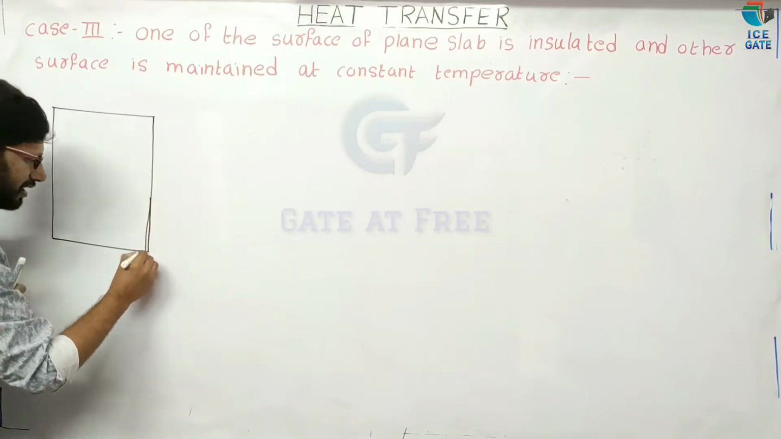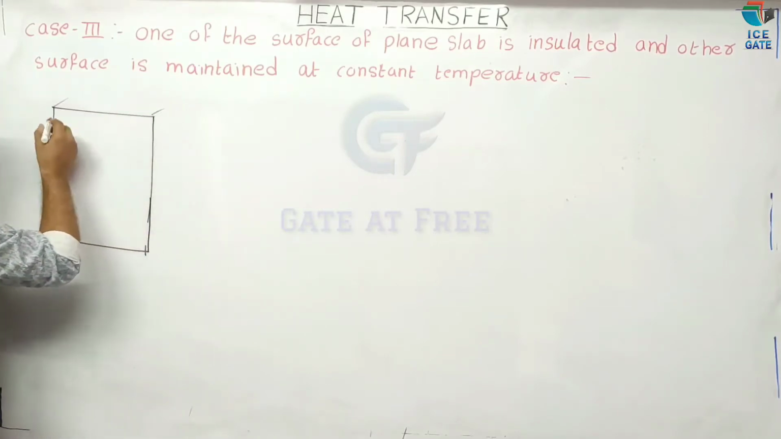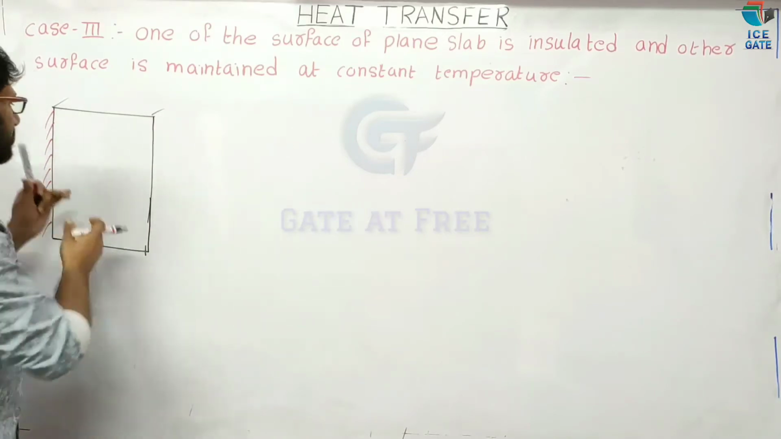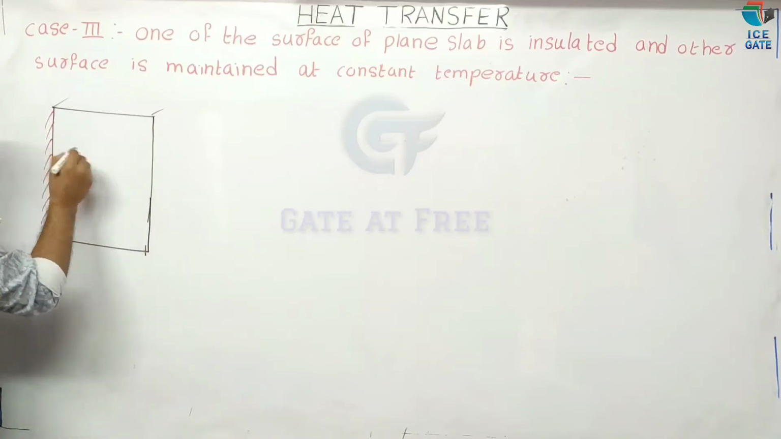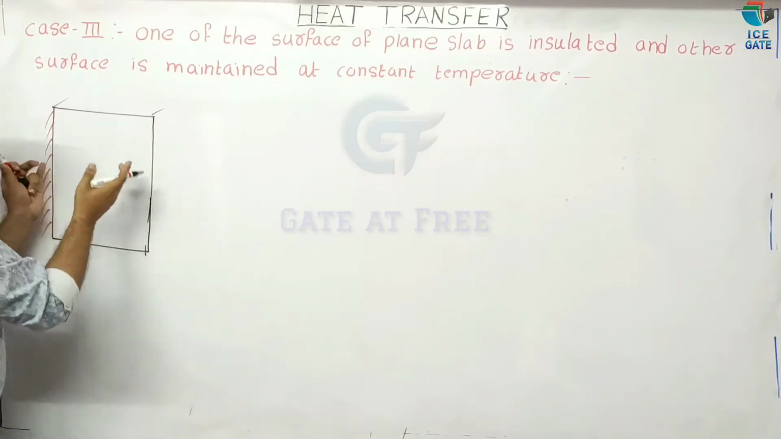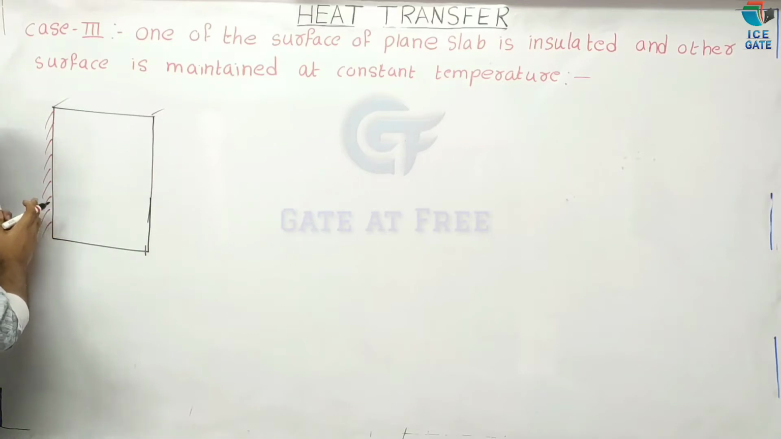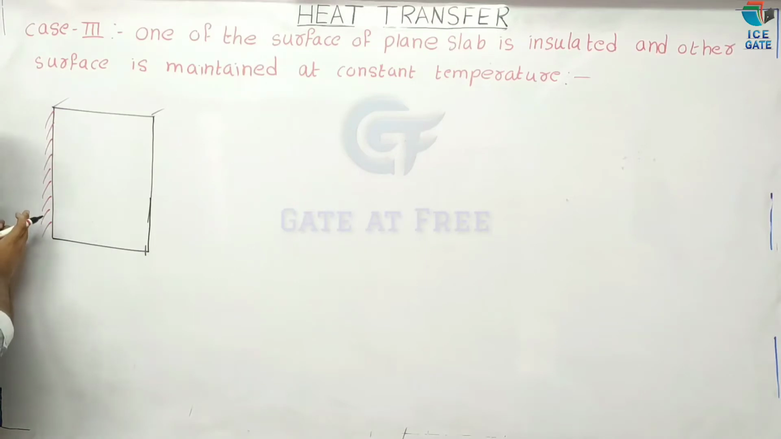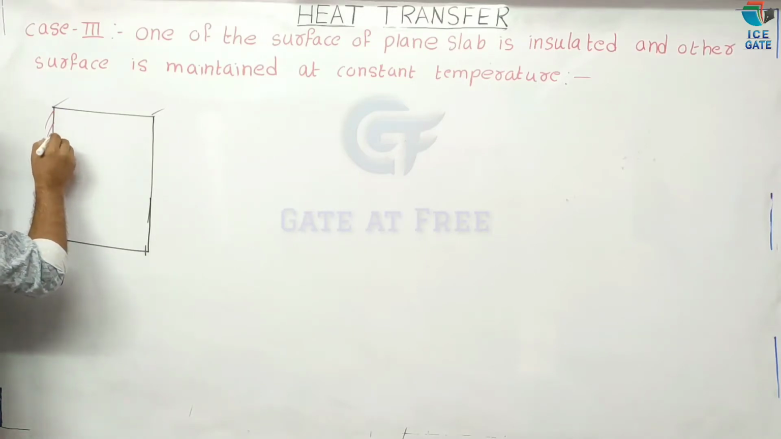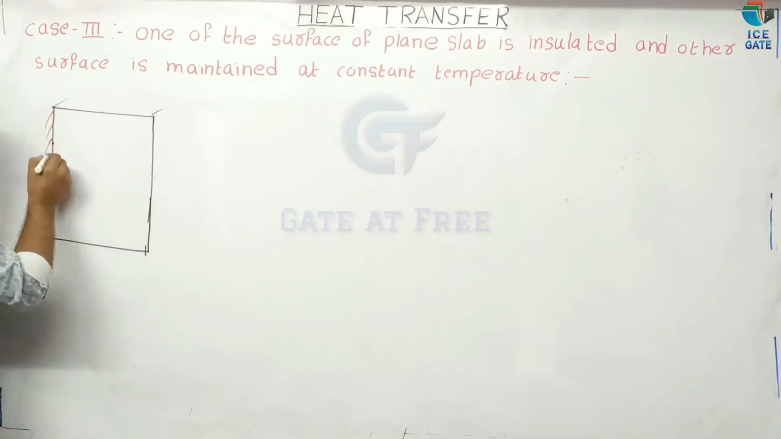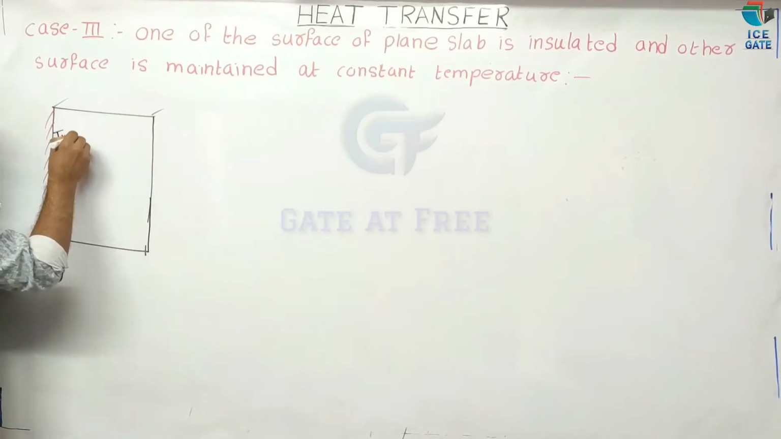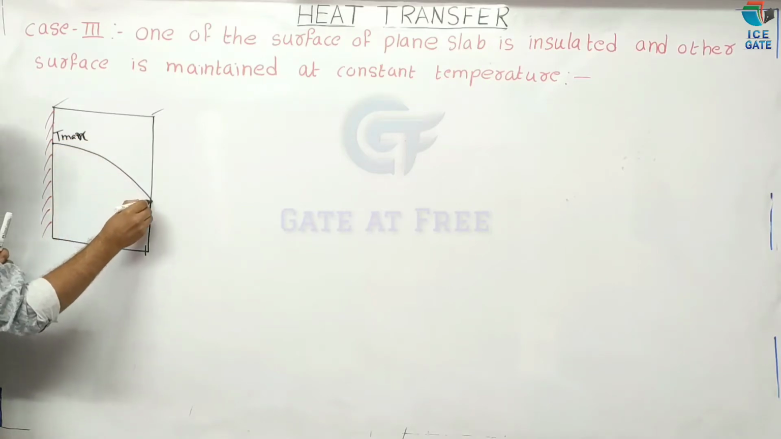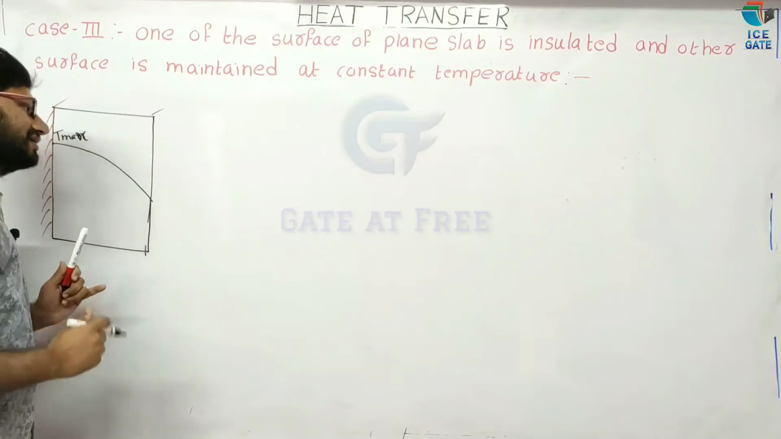Now let us say this is a plain slab. Now one surface is insulated. What is meant by insulation? No heat transfer from this surface. So as the left face is insulated, the heat cannot transfer through this plane. So what happens? The maximum temperature occurs at the insulated plane, T max. Slowly the temperature decreases with increasing length of the thickness.